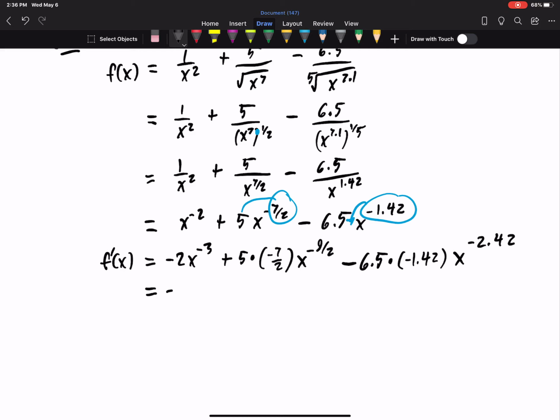So we have minus 2 x to the minus 3. So we have 5 times minus 7 over 2. So let's see what the calculator gives us. It gives us minus 17.5. And this is x to the negative 9/2.